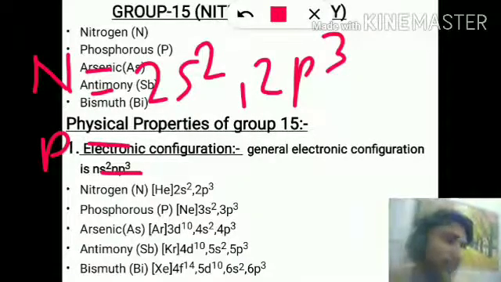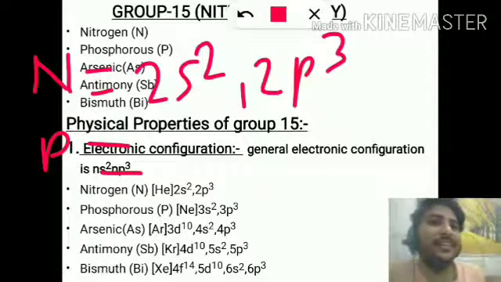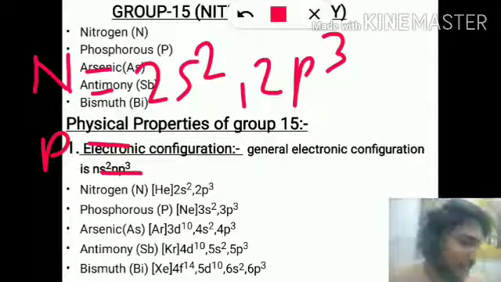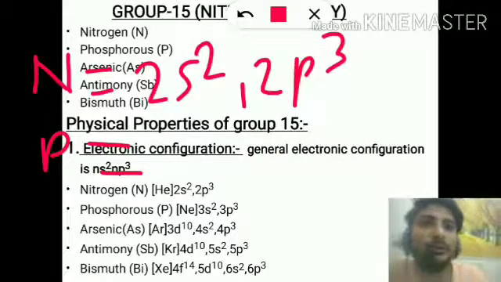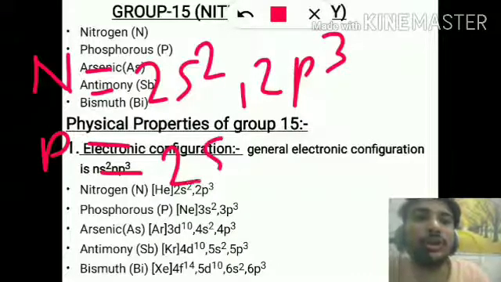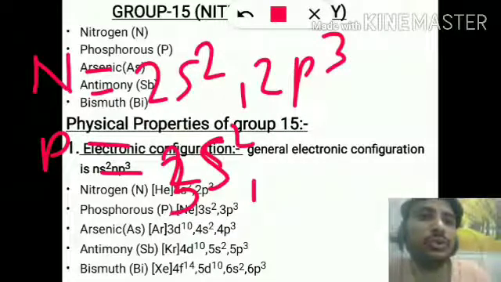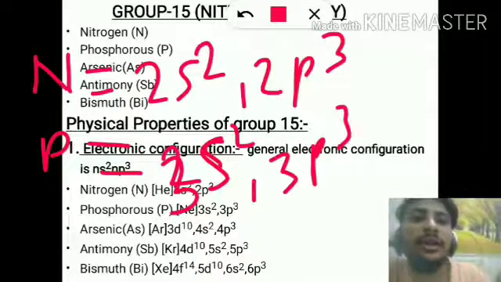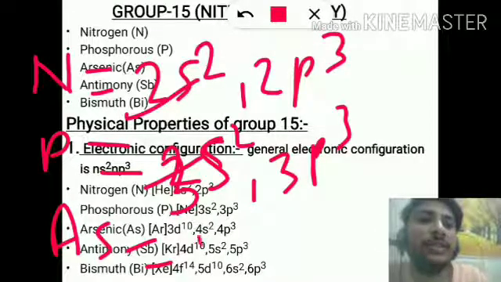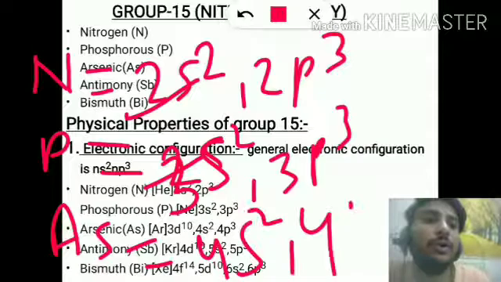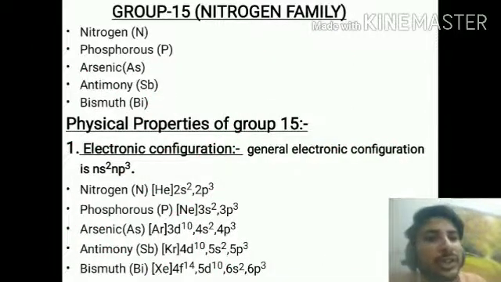If you are unable to understand the series of the nitrogen family, then you can learn a simple trick: Neha, Pooja, Aslam, Sab Bhikari. This is the simple trick. Now phosphorus: 1s2 2s2 2p6 3s2 3p3, because it is present in the third period. Then arsenic, in the fourth period, 4s2 4p3. This is the general electronic configuration, so we can find it now. So just see it.